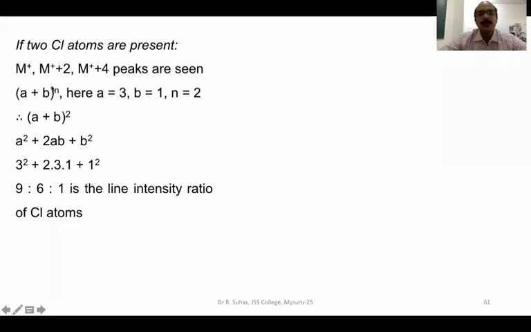So it becomes (A + B) whole square. We know the expansion: A square plus 2AB plus B square. A is 3, so it becomes 3 square; 2 into 3 into 1 plus B square, where B is 1, 1 square. So 3 square is 9, 3 times 2 is 6, 1 square is 1. So 9:6:1 is the line intensity ratio for compounds containing 2 chlorine atoms.